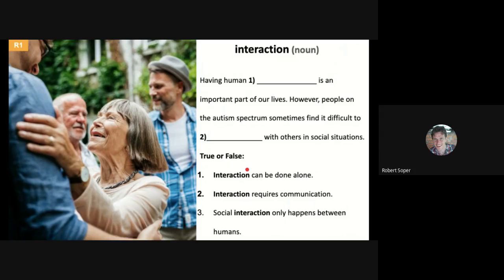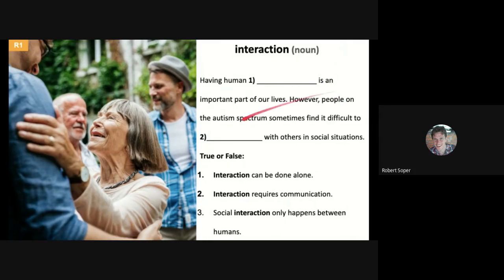Okay, so number 1, having human interaction is an important part of our lives. However, people on the autism spectrum sometimes find it difficult to interact with others in social situations. Okay, so very quickly, number 1 here was interaction. Hopefully you recognize that a noun would go here. Again, we're kind of using it as the end of the subject before our main verb in the sentence.